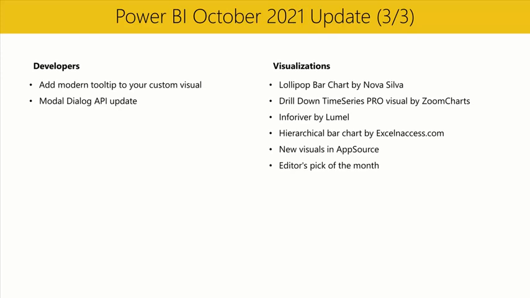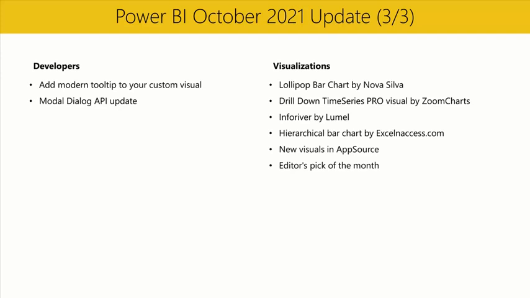Next, in the visualization section, we have some exciting new and updated visuals available for you on AppSource. New this month are the Acteris reporting visual by Managility, the PMBI process mining visual by Process M. Updated this month are the Lollipop car chart by Nova Silver, the Drill Down Time Series Pro visual by ZoomCharts, the InfoRiver visual by Lumel, the hierarchical bar chart by excelandaccess.com.